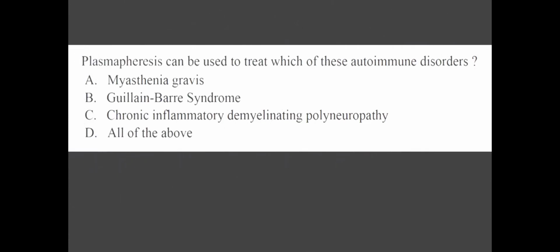Plasmapheresis can be used to treat which of these autoimmune disorders? A. Myasthenia gravis, B. Guillain-Barré syndrome, C. Chronic inflammatory demyelinating polyneuropathy, D. All of the above. And the correct answer is D.